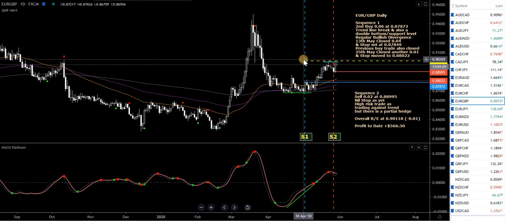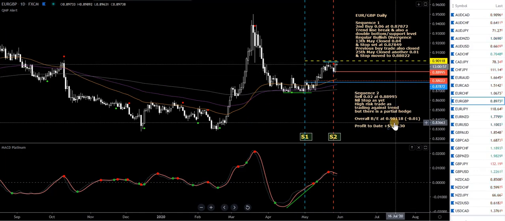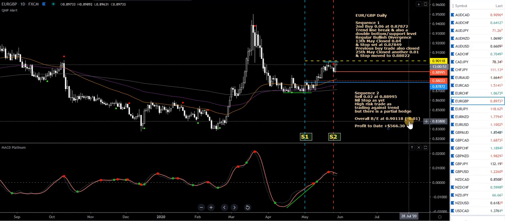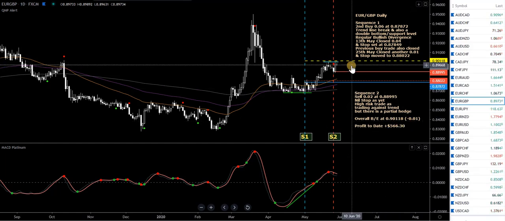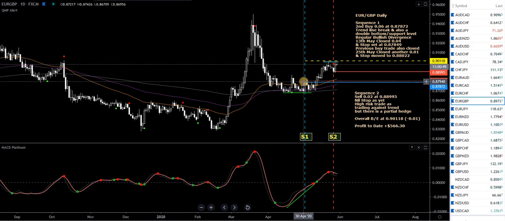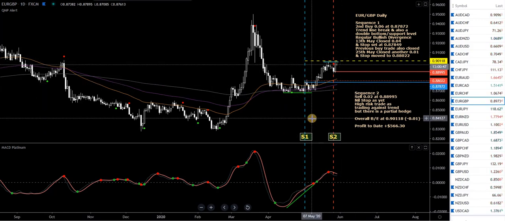Overall break-even for both trades is this yellow line, at 90,118. Because it's negative, as long as price is below it, which it just is at the moment, I can close both trades and be in profit.